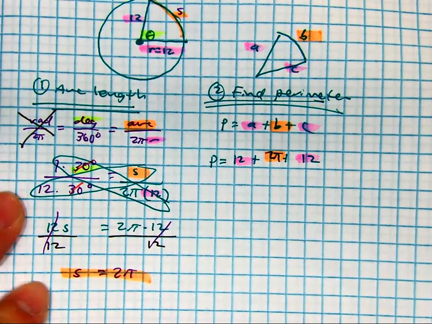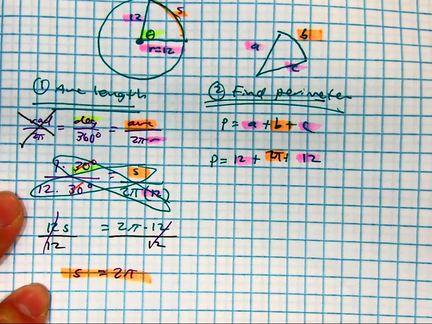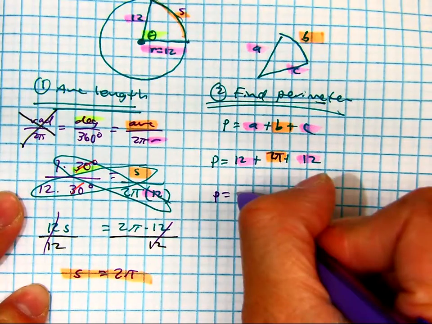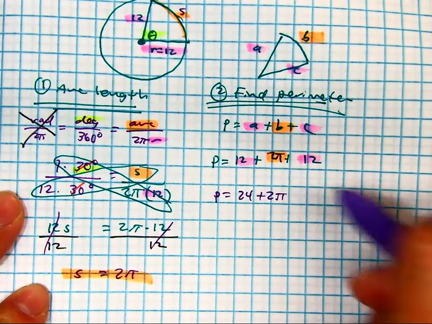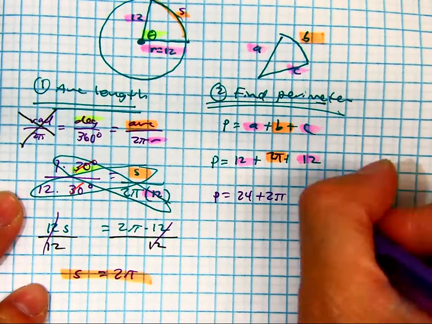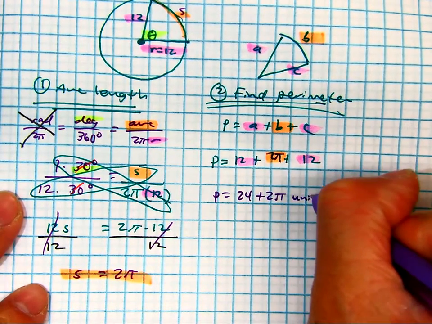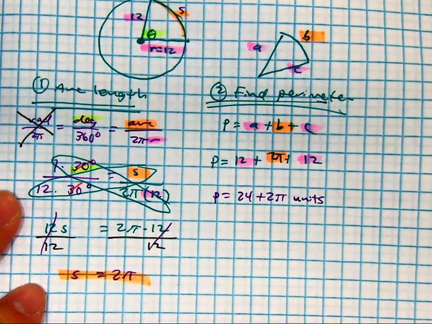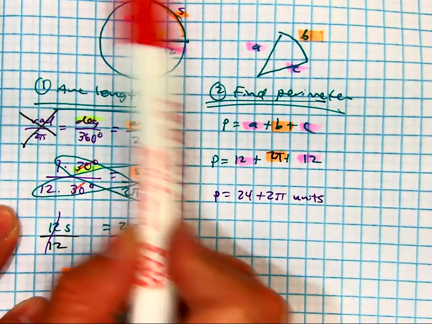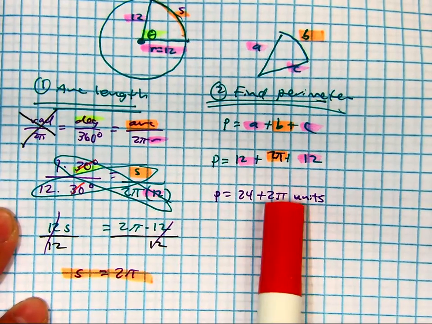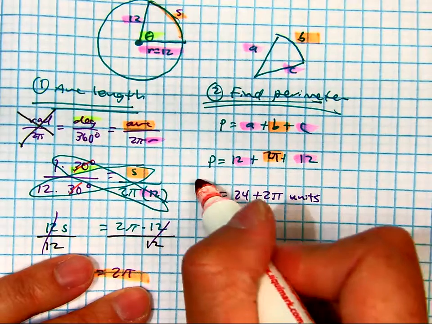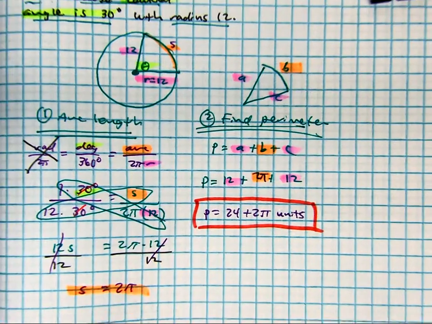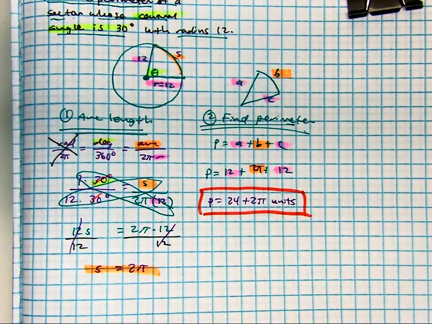Remember, treat that like a variable. Just combine like terms. Which ones are like terms? 12s, so I get 24 plus 2 pi. We don't really have a unit, so you can just write units. Remember, it's a length, so it's only to the power of 1. In this problem, it doesn't tell us to round to the nearest hundredths. If it did, then I can actually use my calculator. But this is an exact answer. That's another way of describing it. Make a picture, figure out the formula, put in your information, solve.